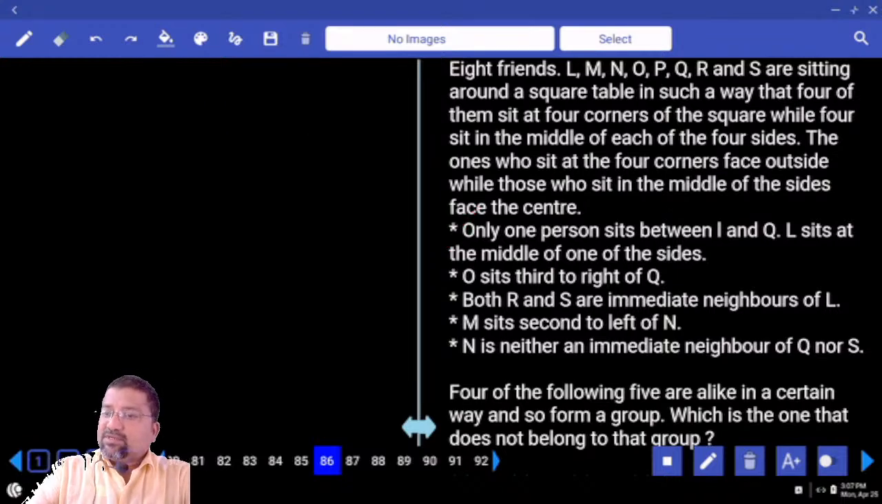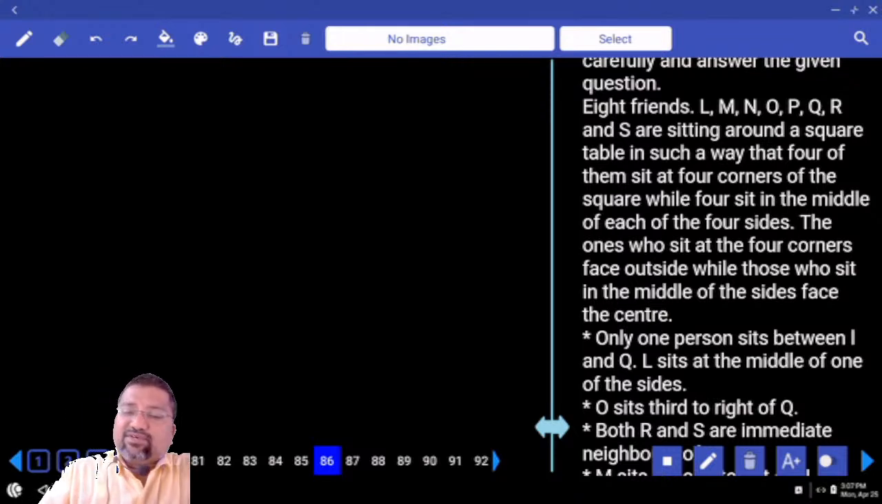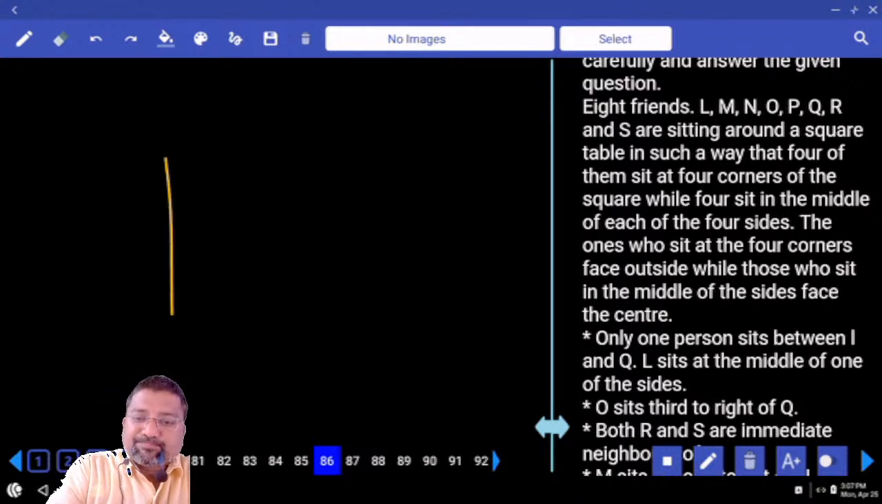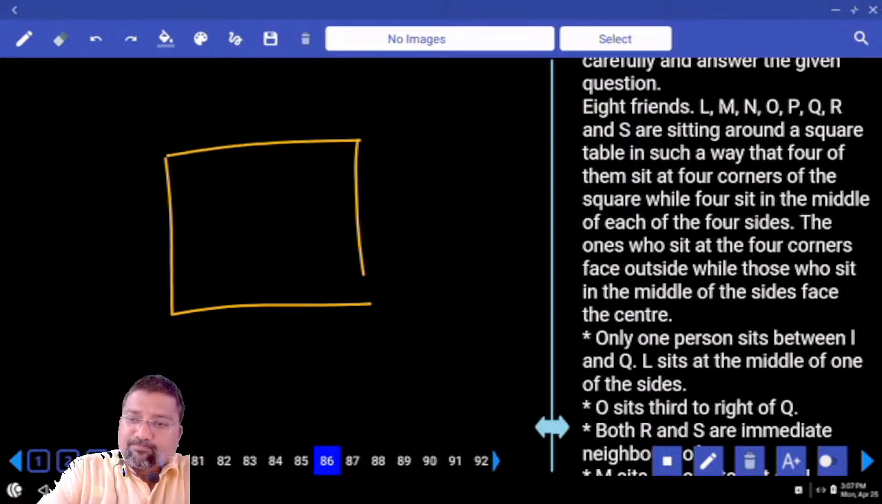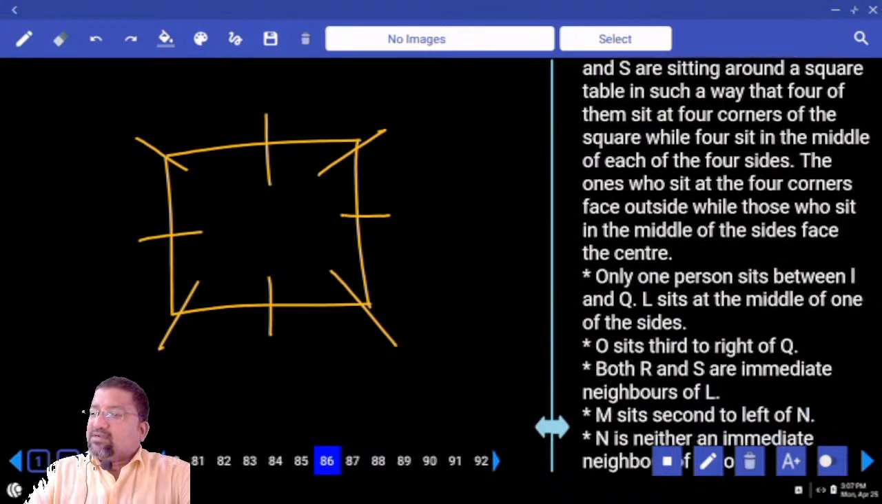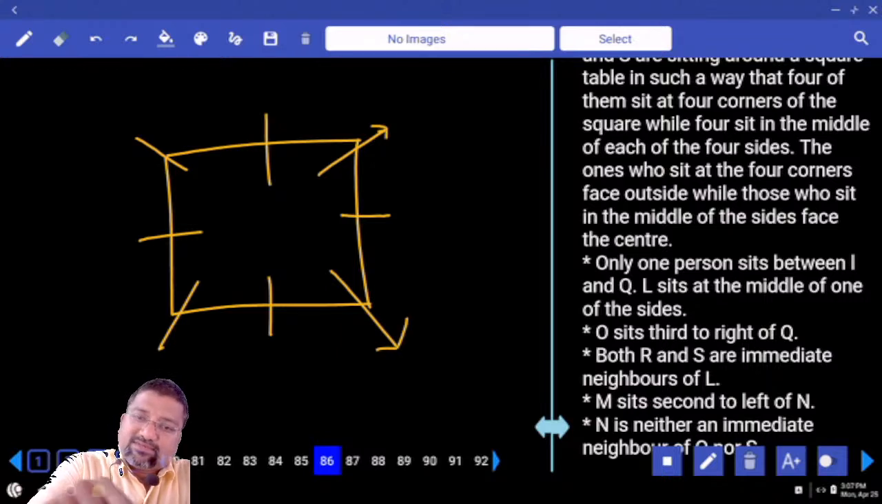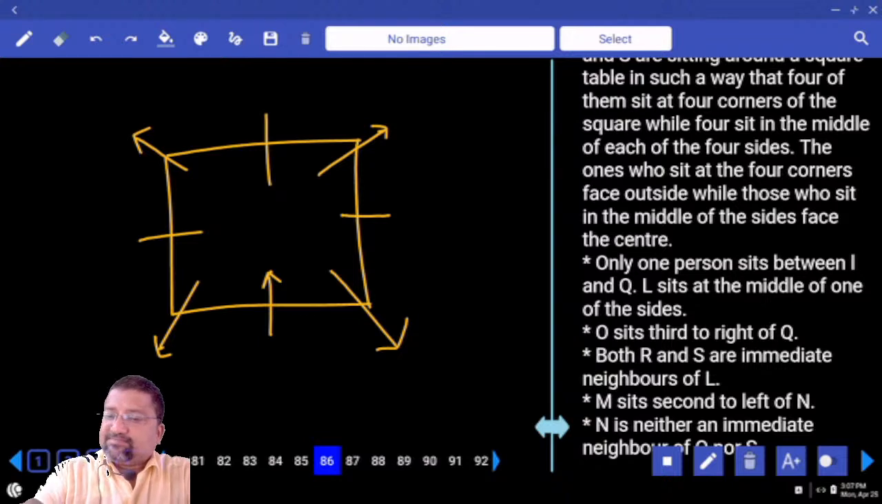Clear? This is a question on 8 people sitting around a square table in such a way that 4 of them sit at the 4 corners of the square while 4 sit in the middle of each of the 4 sides. 4 corners, 4 sides. Anything extra? The ones who sit at the corners face outside. Corners outside. Middle of the sides inside.